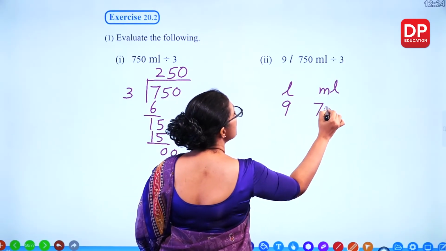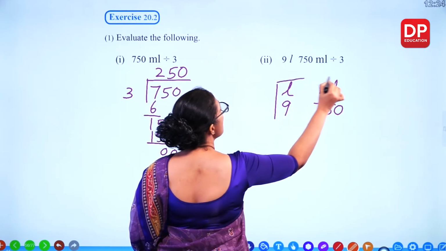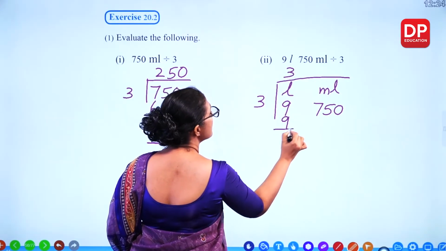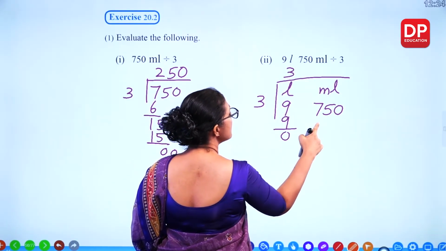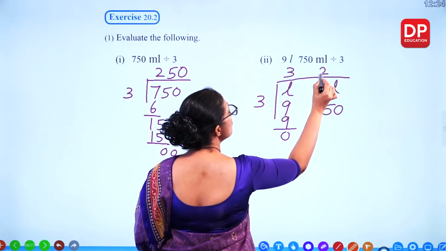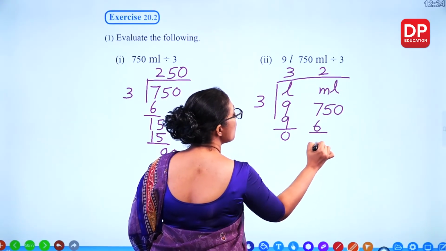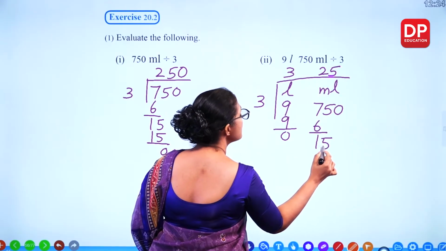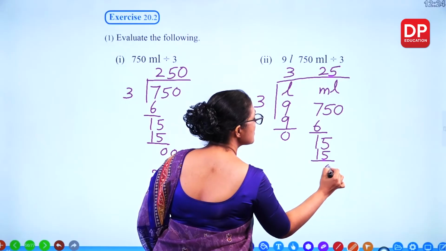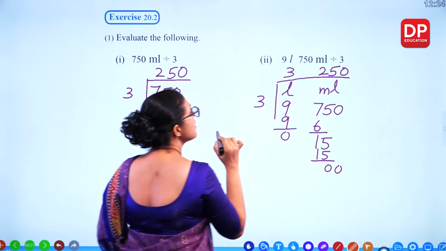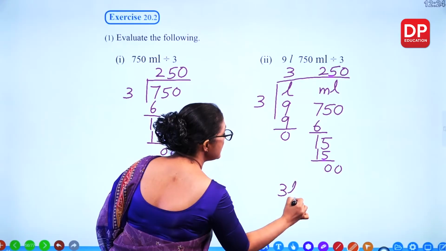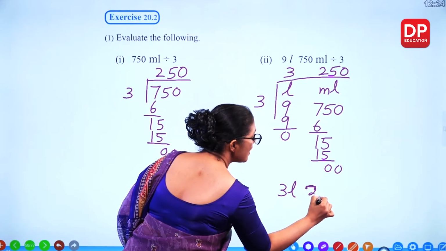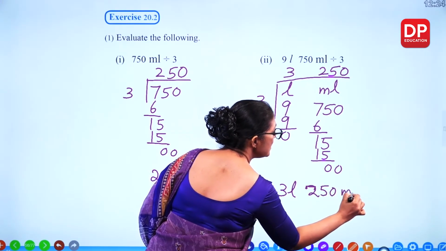This one, you can write liters, milliliters. 9 and 750. Divide by 3. 3 times 3, 9, 0. Then you get 3 times 2, 6. 1 remaining. For 15, that's 5. 3 times 5, 15. You get 0 there. So you put 0 here. So what's the answer? 3 liters and 250 milliliters.